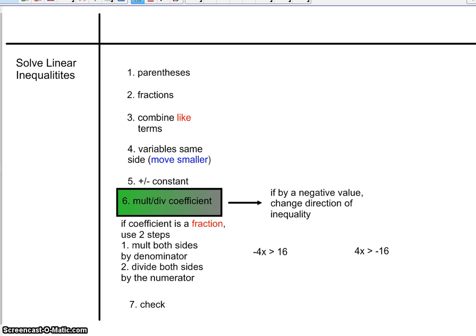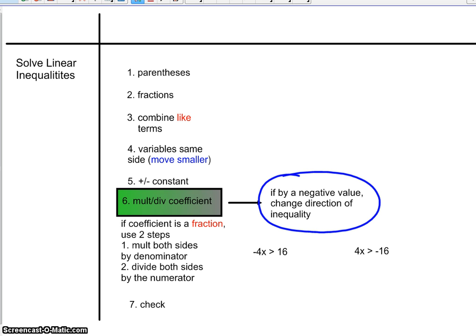All right, so when we solve linear inequalities, if you look at these steps, they look pretty similar to what we did with the equations, and they are. Number 1, we get rid of groupings or parentheses. Number 2, we take care of our fractions. Number 3, combine our terms. Number 4, variables on the same side. Then we get to our two-step situation where we add or subtract a constant, multiply or divide my coefficient. Now, that's the place where we have a difference.